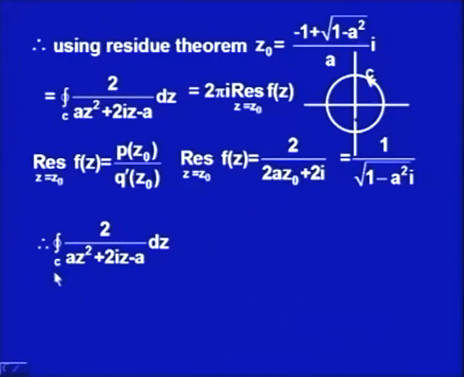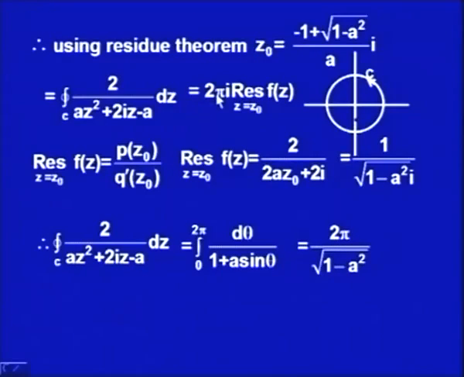So, we see the integral along this closed contour C of this function, according to this formula, would be 2 pi i times this, which comes as 2 pi upon the square root of 1 minus a square, where i is cancelled out, and a we have already taken as between minus 1 and plus 1. So, this formula also we were able to establish very easily using this residue integration method.